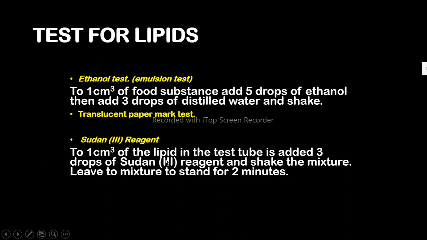So to 1 centimeter of the lipid in a test tube, you add 3 drops of Sudan 3. And like I told you, Sudan 3 contains ethanol, so the ethanol will do the same. In the emulsion test we just add drops of distilled water and then we see a creamy emulsion in the whole solution. But here, because there is that dye, it is the dye that will give the color of the mixture.